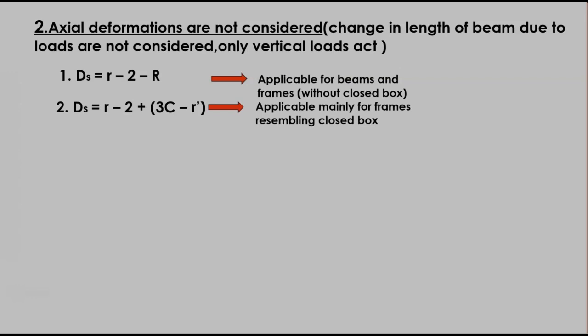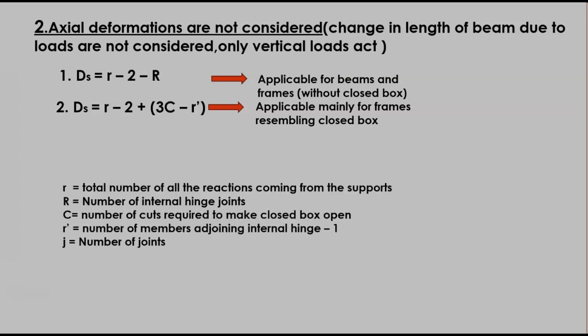It is applicable mainly for frames resembling closed box, where r is total number of all the reactions coming from the support, capital R equals number of internal hinge joints, c equals number of cuts required to make closed box open, r dash is number of members adjoining internal hinge minus 1, j is number of joints.